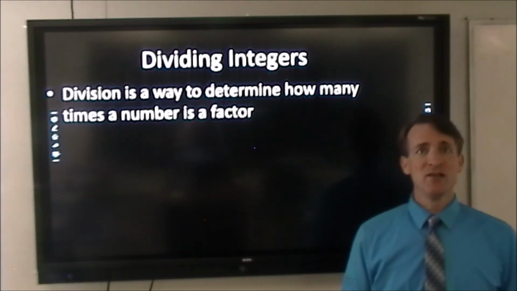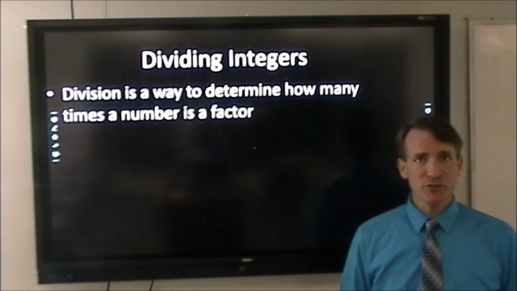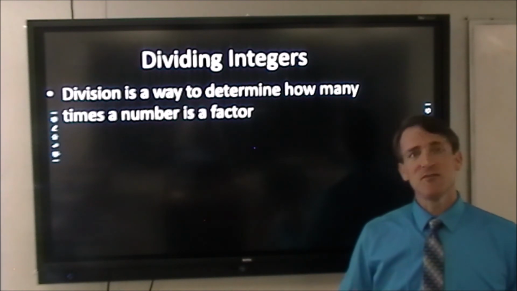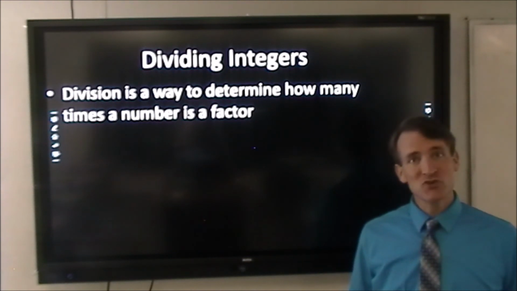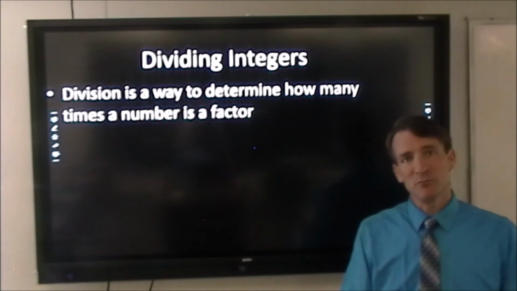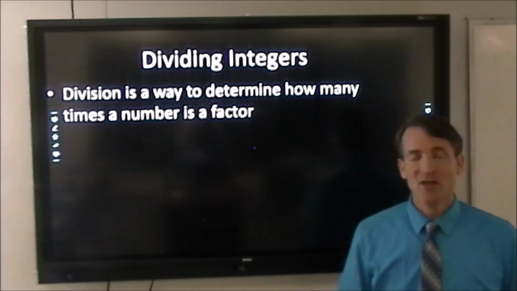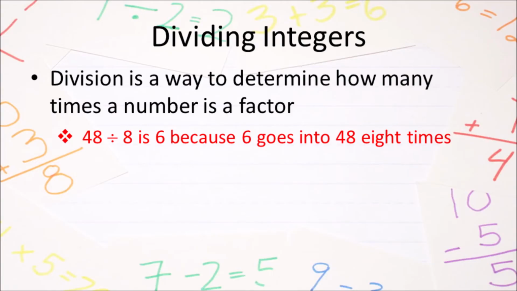Division runs the same way. Division is merely the opposite function of multiplication. And so we determine whether the answer is going to be positive or negative using the same rules that we did with multiplication. If the two signs are the same, my answer is going to be positive. If the two signs are different, my answer is going to be negative. The answer to a division problem is called the quotient. So here, if I take 48 divided by 8, I get 6 because 6 goes into 48 8 different times.